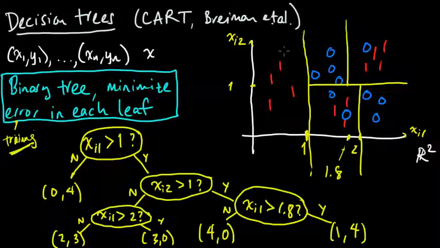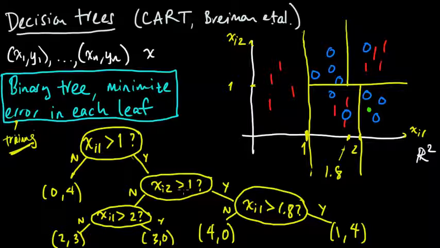So if we got a point here, let me draw a new point. Let me pick a more interesting one. Say we get a new point here, something like that. This is our x. So we come down here, and we say, okay, it's greater than 1. So the first split tells us to go down this path. So we go down here.